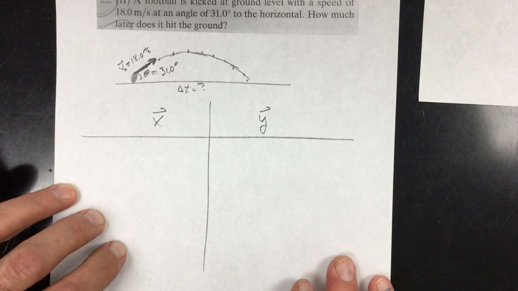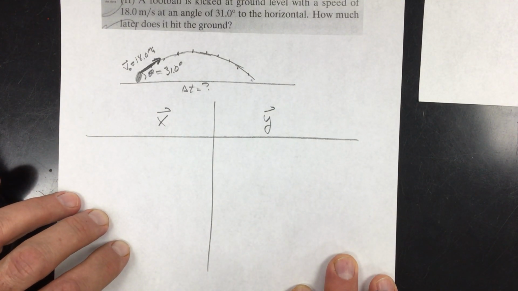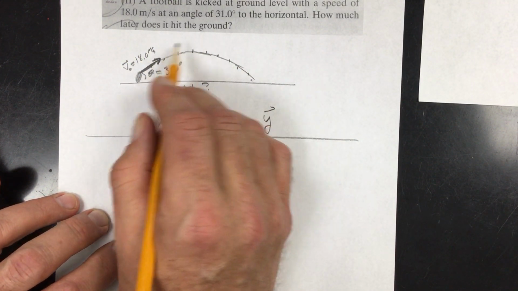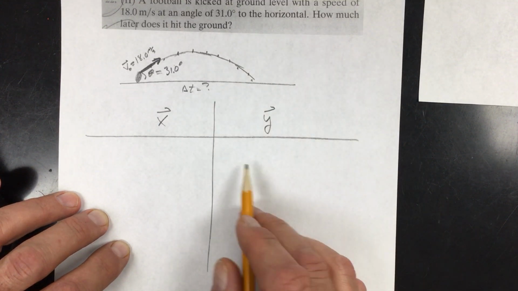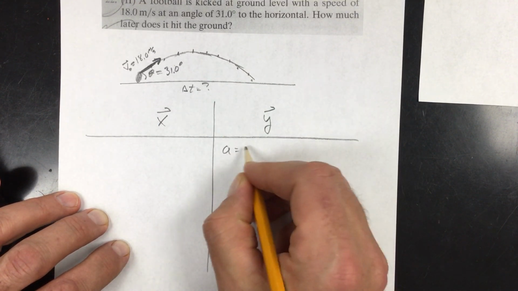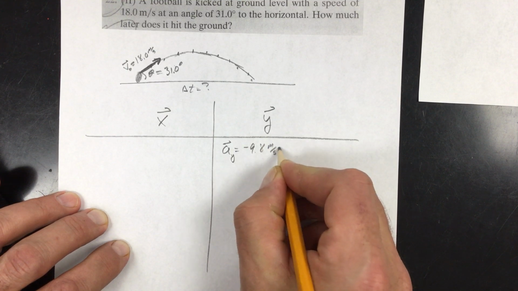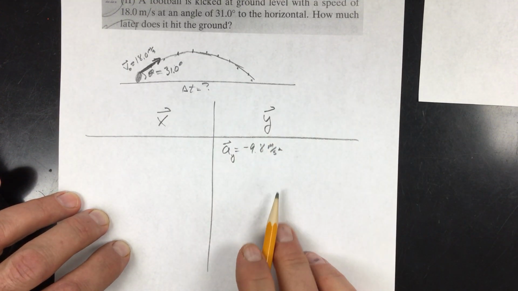I'm going to make my T-chart so I can keep the two axes separate, because I know that any motion in this direction is going to be at a constant velocity, and any motion in this direction is going to be accelerated at a rate of 9.8 meters per second squared in the downward direction.